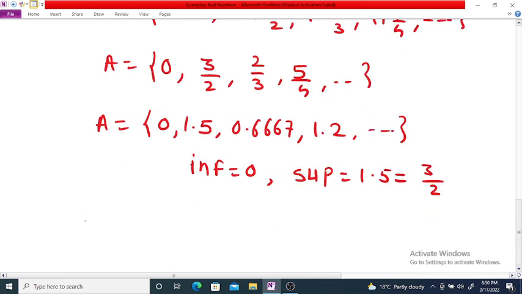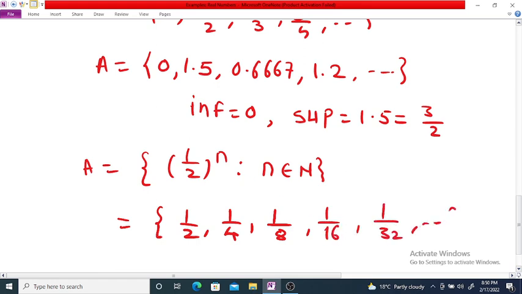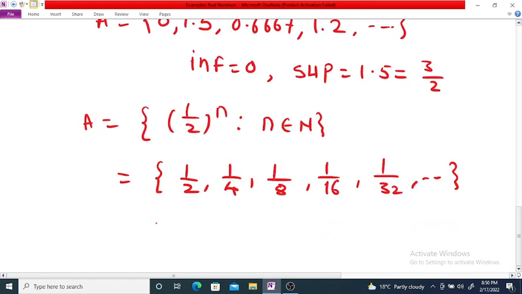The next set A is equal to the collection of all elements of the type 1 by 2 raised to n, where n is a natural number. So here again, if we write a few elements here, it is 1/2, 1/4, 1/8, then next 1/16, 1/32, and so on. You can see here it is a decreasing sequence, so the supremum is 1/2 and the infimum is equal to 0.